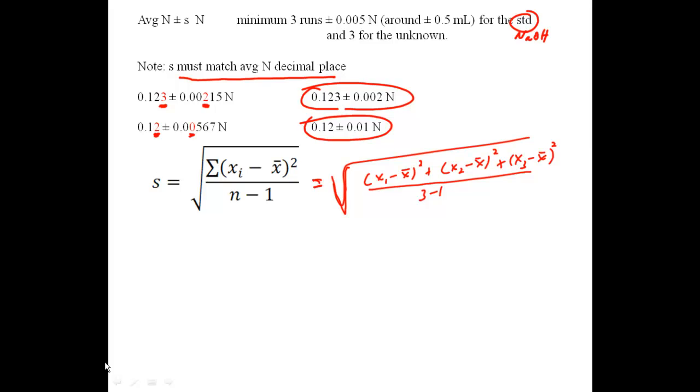Now, if you did 4 runs, or 5, whatever you're going to put into it, then you would have more sets of data, x4 minus x bar squared, etc., and it'd be divided by 5 minus 1.